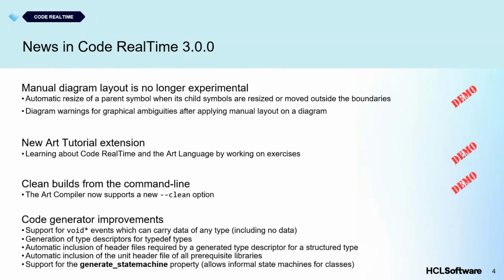And then there are a bunch of code generator improvements. I will not go into the details of all of them. I can say that most of these were found when working on exporting Model Real-Time models. We found some limitations and bugs, mostly in the Art compiler, that now have been fixed.